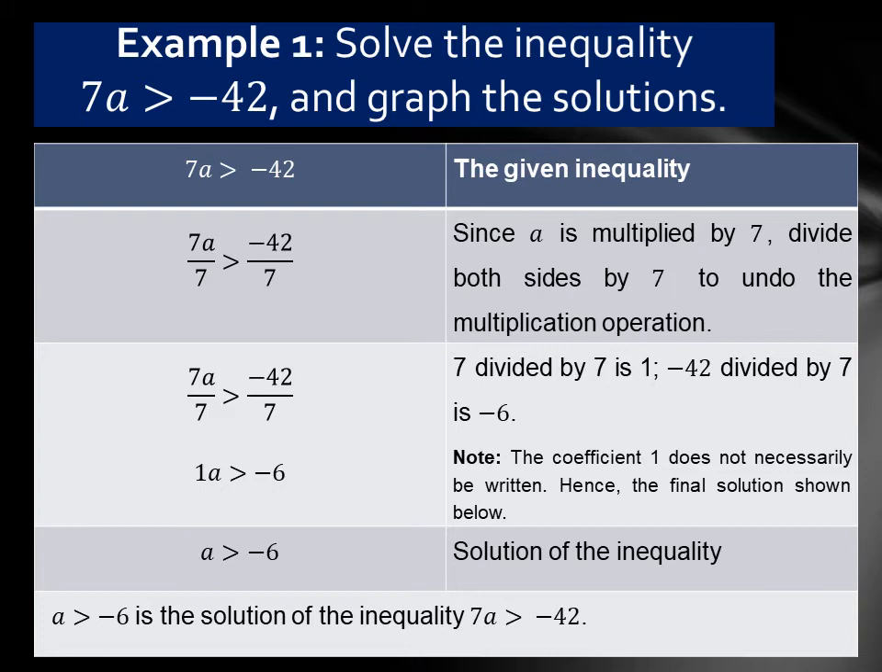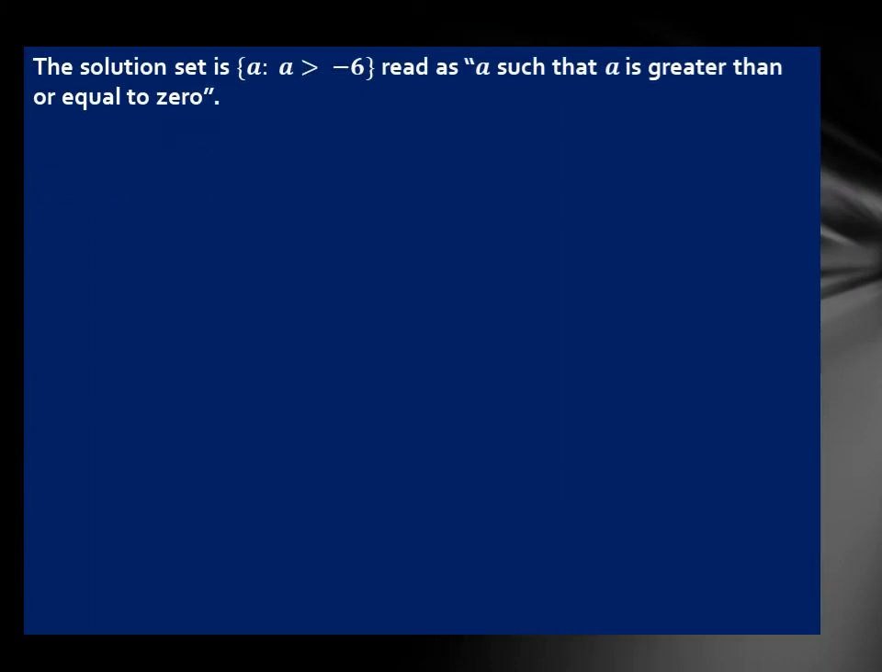After that, we simplify. 7A divided by 7 is A. Negative 42 divided by 7 is negative 6. Note that the coefficient 1 does not necessarily have to be written, hence the final solution shown below. We have A is greater than negative 6 as the solution of the inequality 7A is greater than negative 42. So the solution set is A such that A is greater than negative 6.